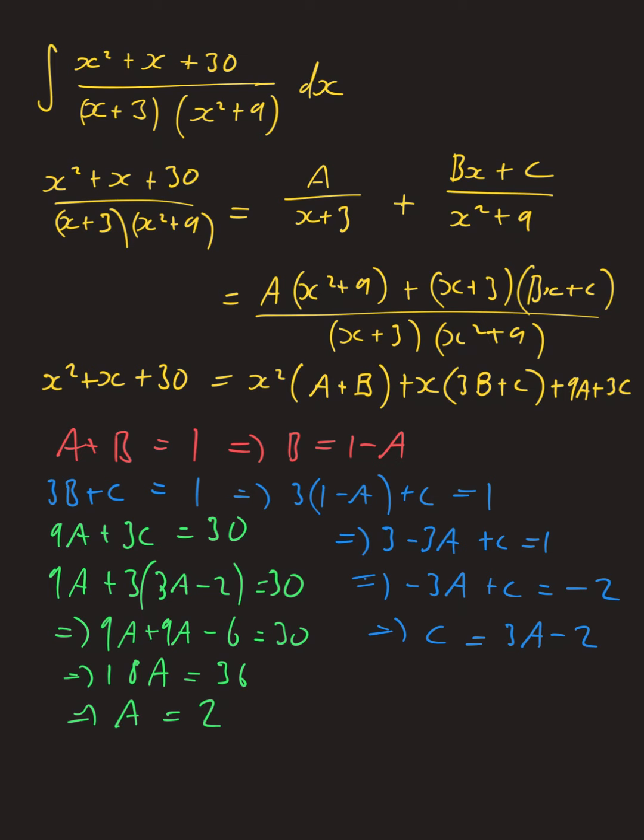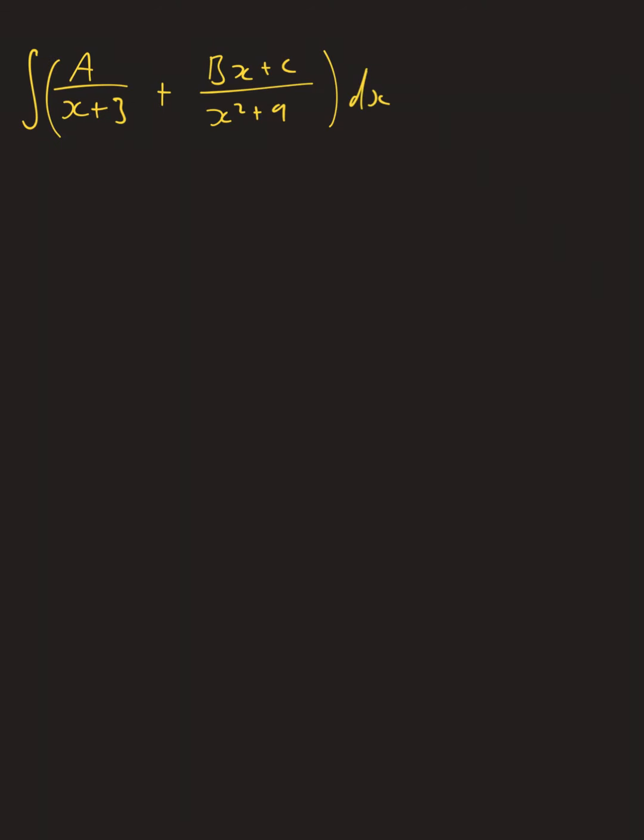And I get a equal to 2, which I can then substitute back in here to get c. So I have c is equal to 6 minus 2 is equal to 4. And I can then substitute that back into my red equation to get that b is equal to 1 minus 2 is equal to minus 1. So now I have a, b and c, and I can rewrite my integral. So there's my broken up integral. So I can put in my a, b and c now to get the following.